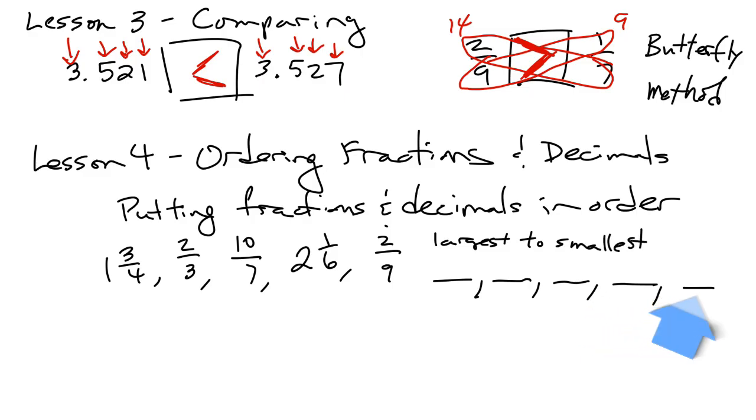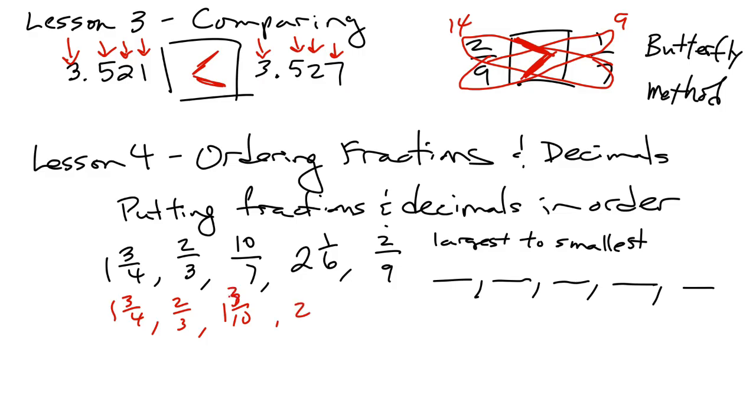Okay. When we were learning this, we said we need to go in and make sure that all the numbers are in the same format. So I have 1 3/4, so that can stay. 2/3, that's a fraction, that can stay. 10/7 is an improper fraction, so we need to make that a mixed number. 7 will go into 10 once, and there are 3 left over.